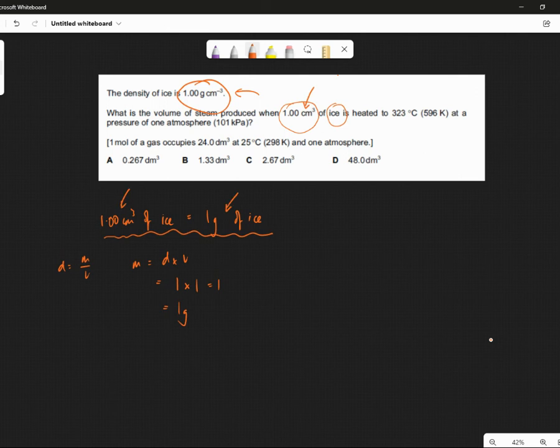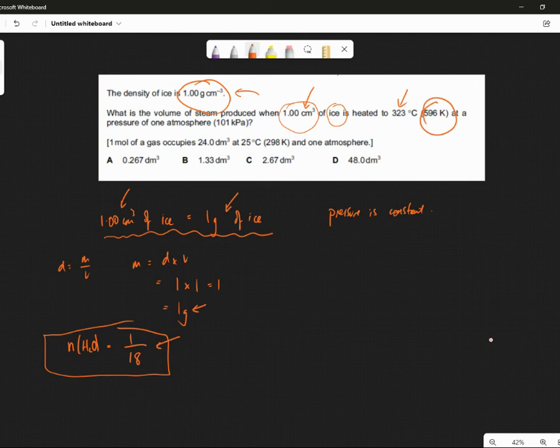How many moles is that? Well, the number of moles of water is 1 divided by the relative molecular mass of water, which is 18. So they want to know the volume of 1/18 of a mole of water at 598 K, which is 323 degrees C. Now the pressure is constant.